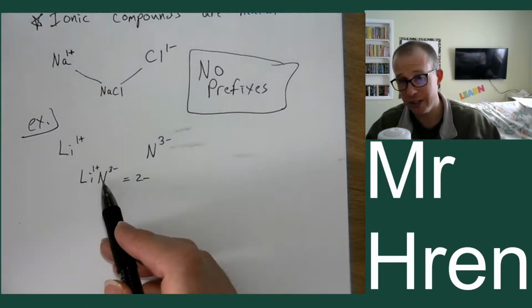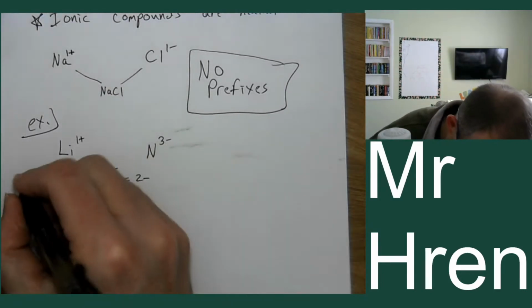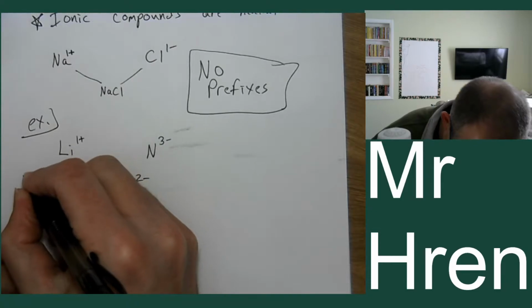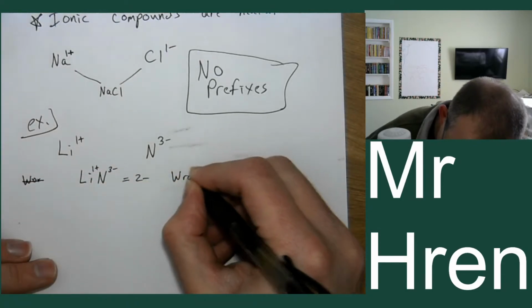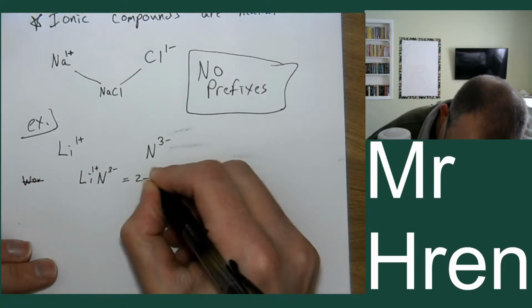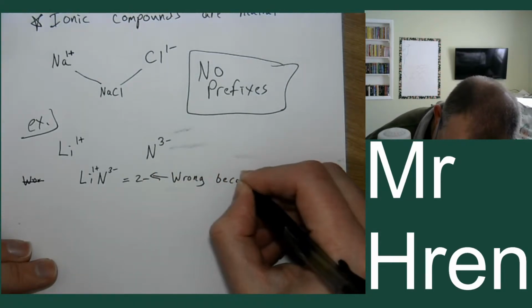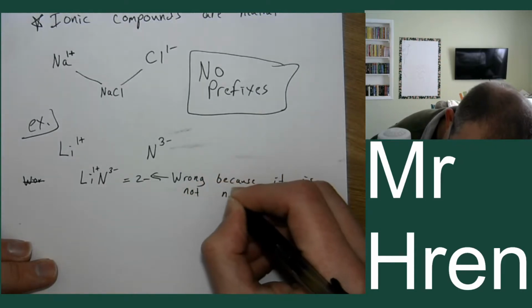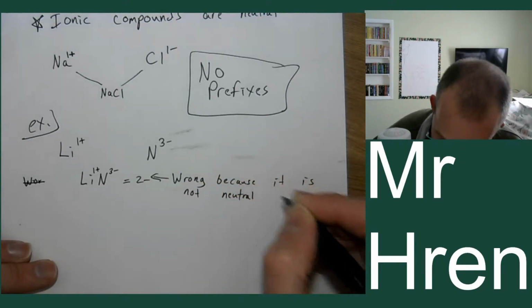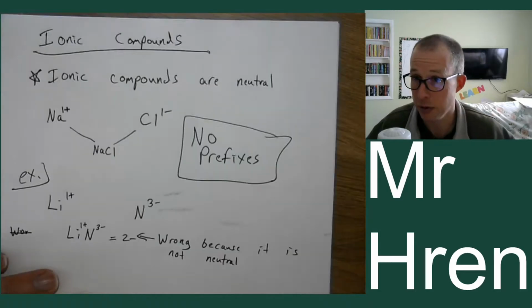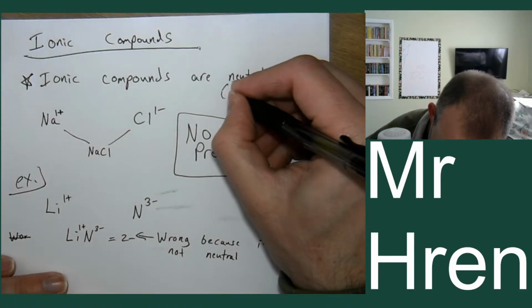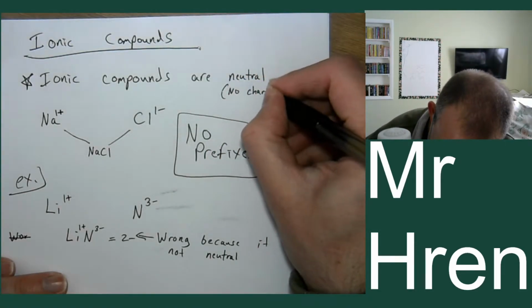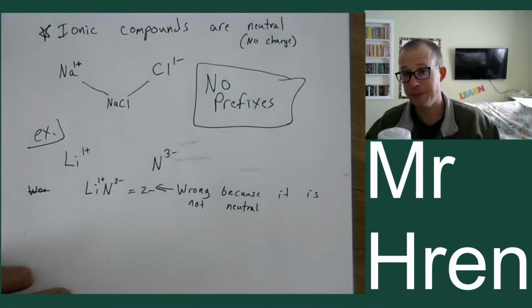So this formula is wrong. I can't even spell wrong. So wrong. The reason is it is not neutral. Wrong because it is not neutral. Neutral means no charge. All right. So maybe we'll go back and rephrase this. Our compound should be neutral, no charge.